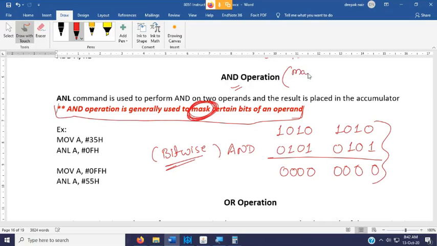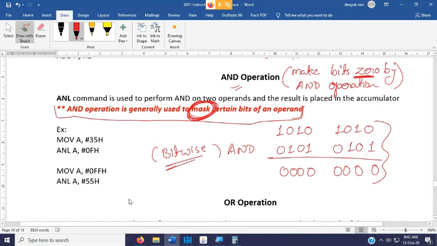We can make bits 0 by AND operation. So this is important. You can use the AND operation to make a certain bit or certain bits 0. So this is important, making 0. This is masking in this case.